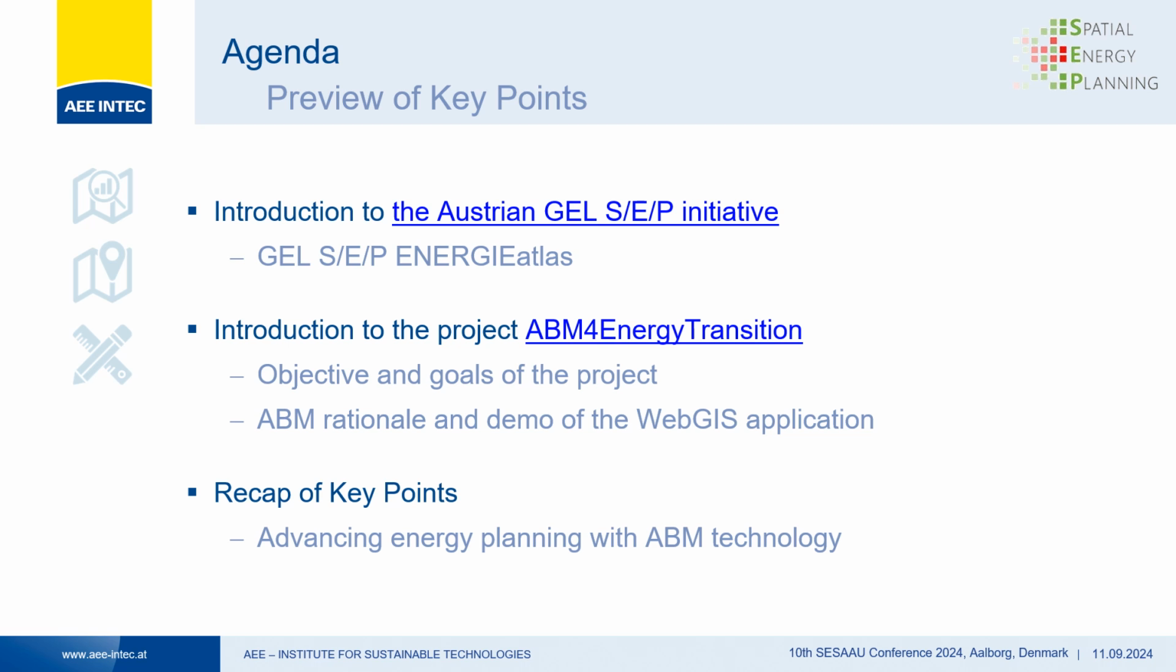The presentation is structured into three main sections. First, I will briefly introduce Austria's GELSEP initiative, which provides the spatial data needed for the agent-based model we developed. Next, I will delve into the ABM for Energy Transition project itself, its objectives, methodologies, and preliminary findings. This also includes a demonstration of the prototype ABM for Energy Transition WebGIS application. Finally, I will conclude with a summary of key points underscoring the potential of agent-based modeling for energy transition planning.